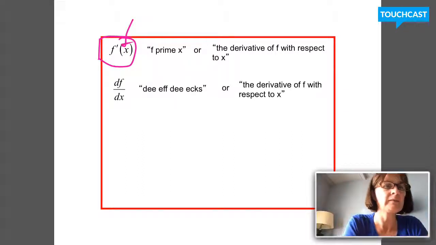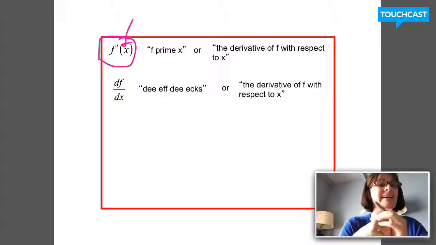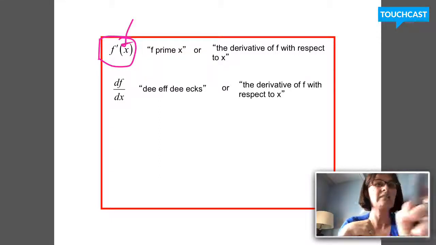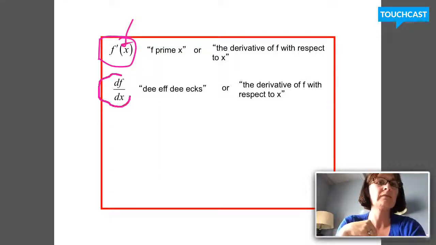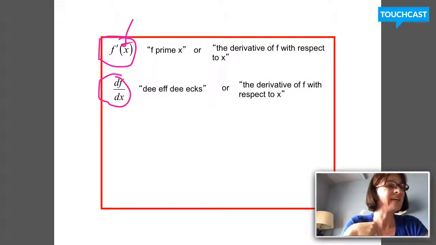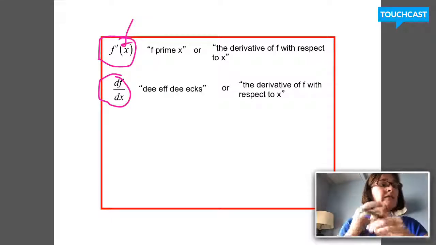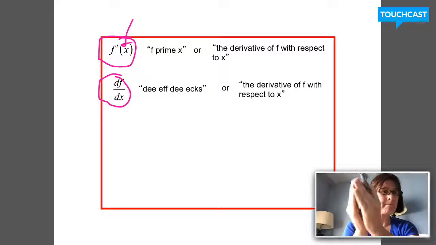A slightly less common way that you might see this notation, if I give you a function in f of x notation, you might refer to the derivative as df dx. That's this one. It's less common. df dx, or the derivative of f with respect to x. This is not a fraction. It's just one big symbol that means the derivative of f.